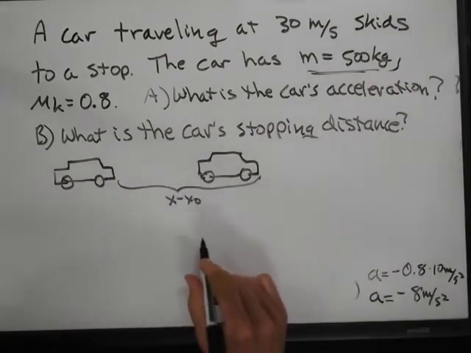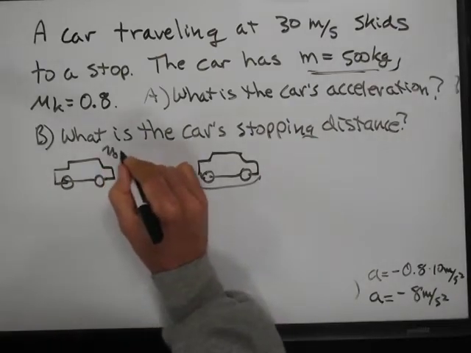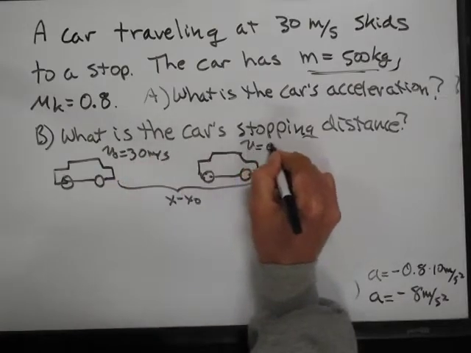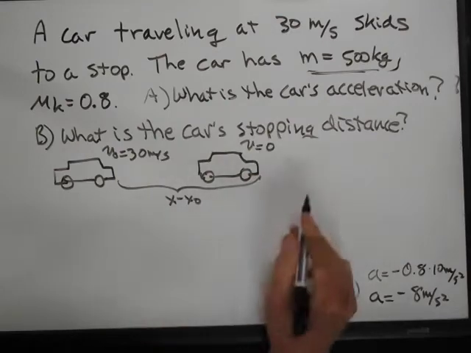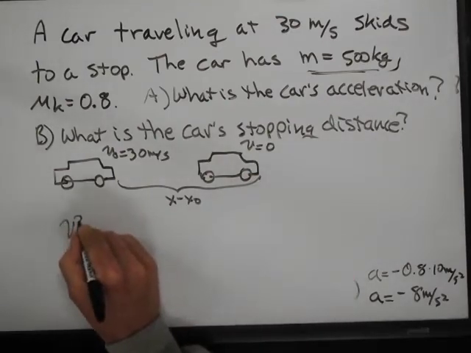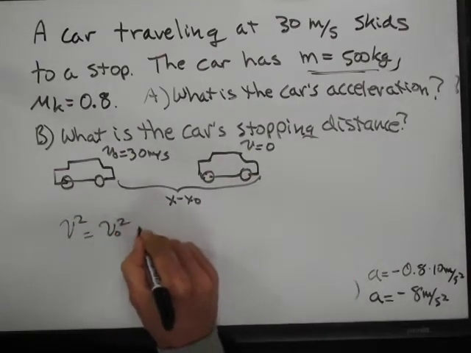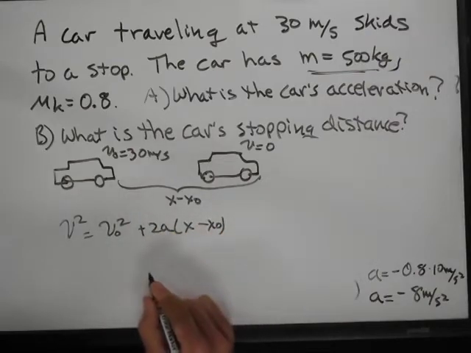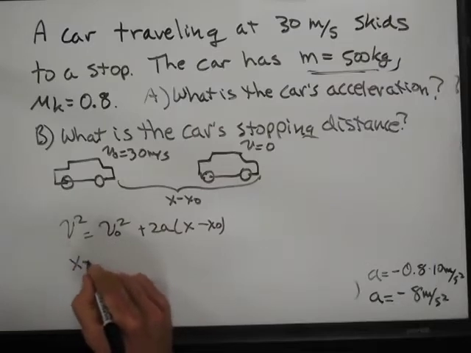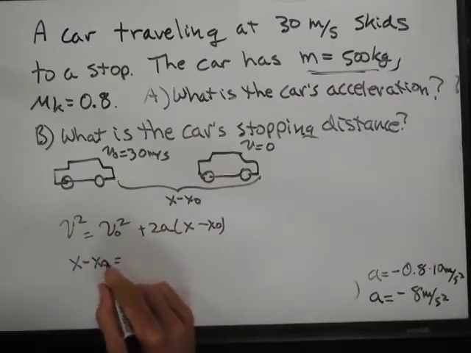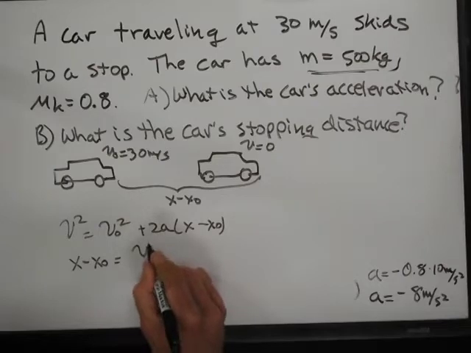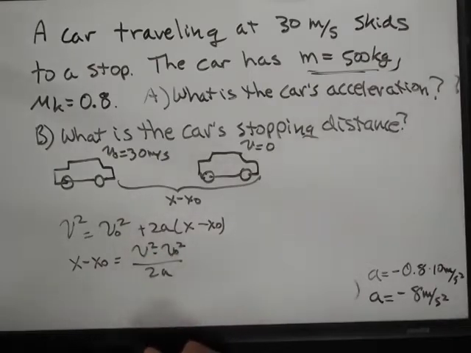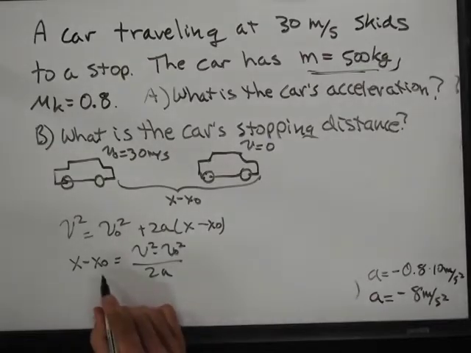Right, that's the distance it traveled. This is V naught equals 30 meters per second, and V final equals 0. Well, if you remember, we had a formula for this: V squared is equal to V naught squared plus 2a times (x minus x naught). And so x minus x naught is equal to (V squared minus V naught squared) over 2a. This is how far it travels.